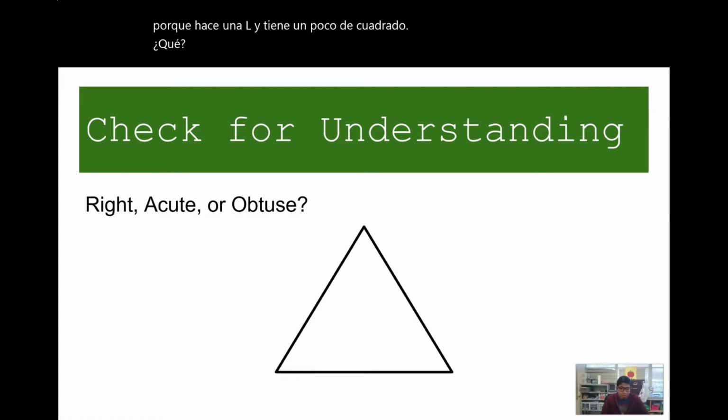What triangle is this? Right, acute, or obtuse? Go ahead and let me know.